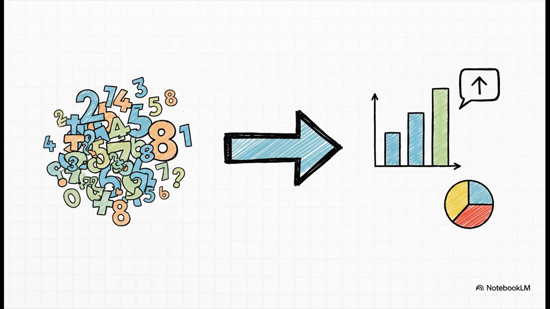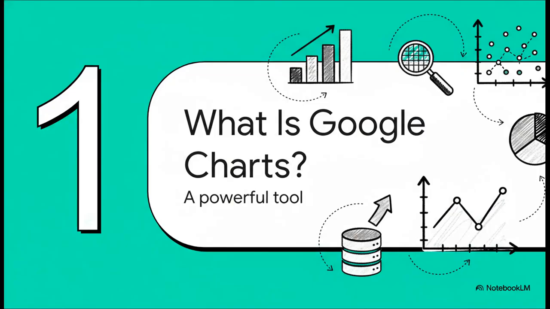So when you take those abstract figures and turn them into a shape, a line, a bar, a piece of a pie chart, suddenly everything clicks. The patterns just pop. The insights literally jump right off the page. You're basically giving your data a voice. And one of the absolute best tools for doing just that, one that's powerful and super accessible, is Google Charts. So let's get into it.